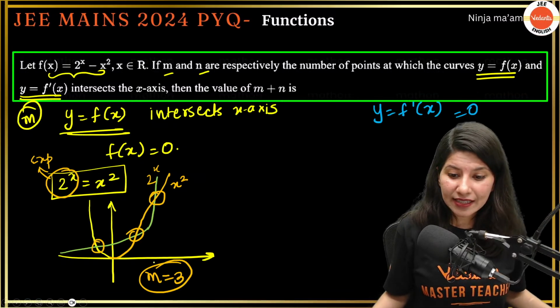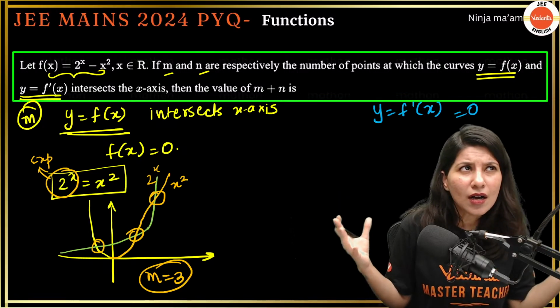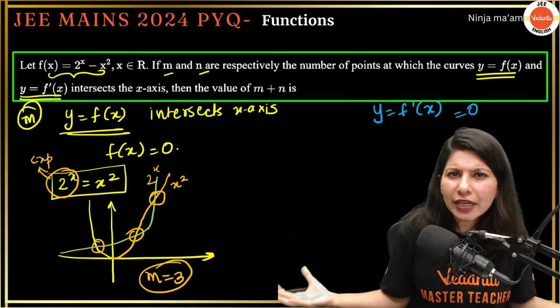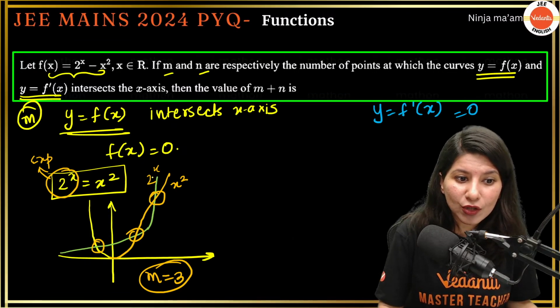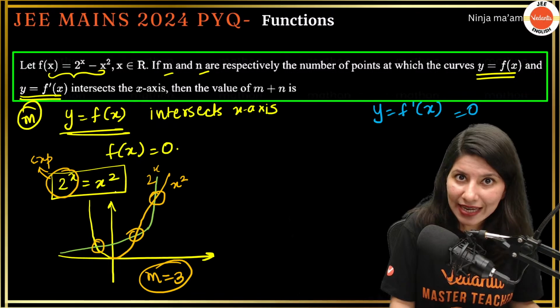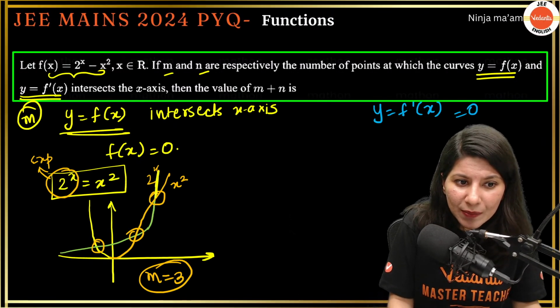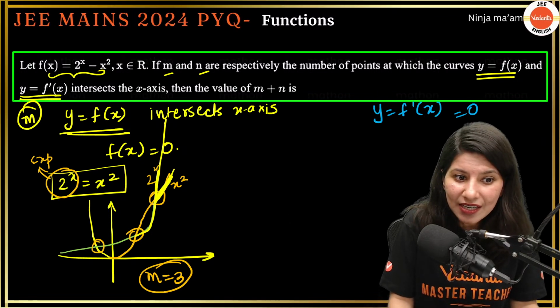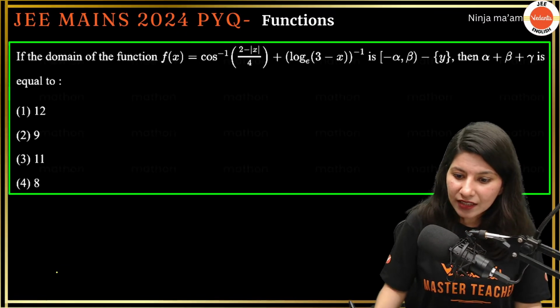Understand. Do you remember that in COVID times everybody was talking about COVID cases rising exponentially? Exponentially means the fastest growing curve. Now you tell me, between 2 raised to power x and x square, who will be ahead? Obviously 2 raised to power x will be ahead, x square will be behind. So that's why eventually it will grow faster, and that's why it will intersect the curve like this. Okay, 3 points.